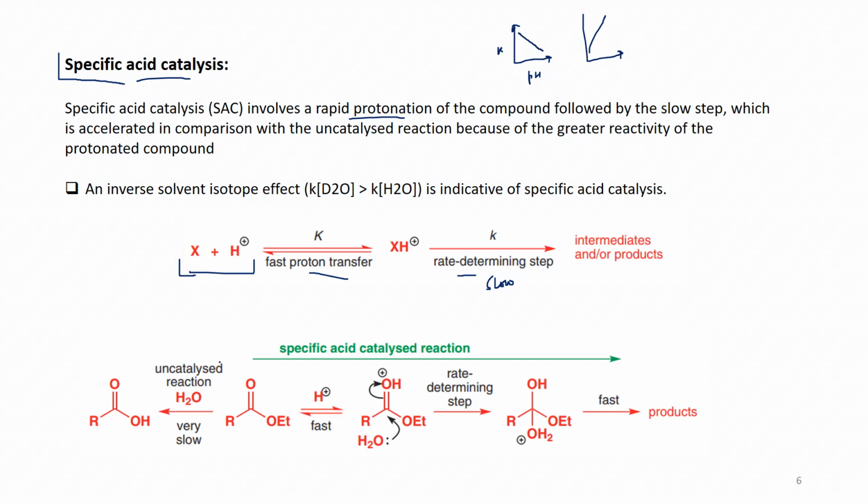Now if we see this example, here they have given this ester and they want to carry out the hydrolysis of the ester. Under specific acid catalyst condition, what will happen? This ester will first get protonated by simple H plus. It will get protonated at the oxygen lone pair.